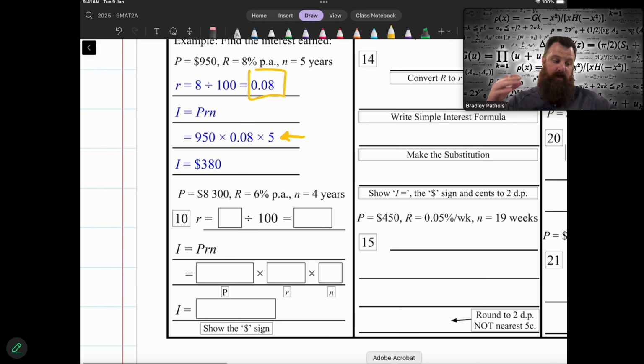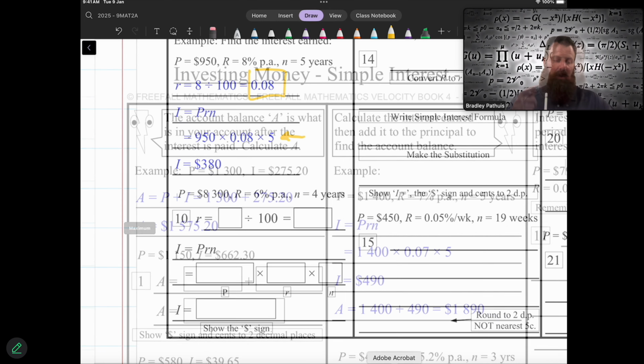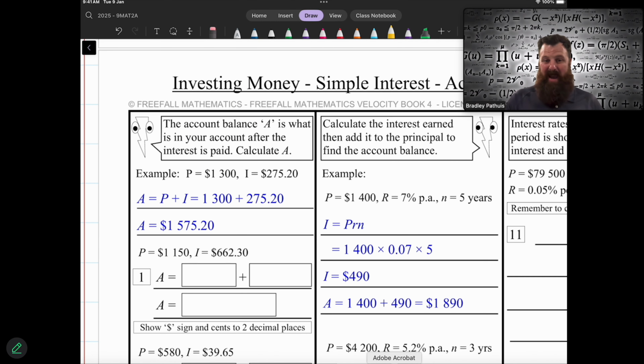The rest of this first worksheet is asking you to do just that process over again. Identify the information, write the formula, sub it in. Then put it on your second worksheet. The second page talks about finding the total, like I did in part B in that question. Get my principal, add my interest to it.